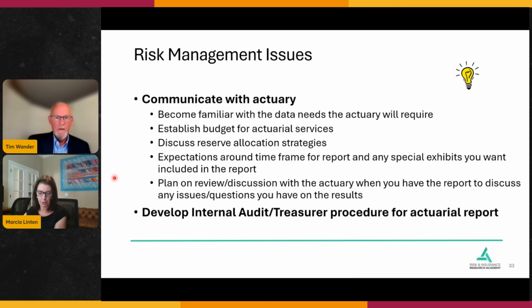Yeah, and remember, your actuary is your partner. If they're not, you need to find a different actuary. And remember, you as the risk manager know more about what's going on in your company than any vendor, including your actuary. So if you don't tell them what's going on, they're not going to be able to factor in those changes in their analysis. So make sure to keep those lines of communication open.